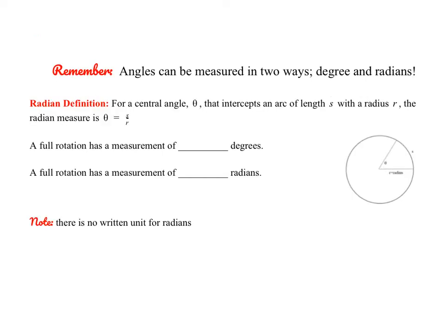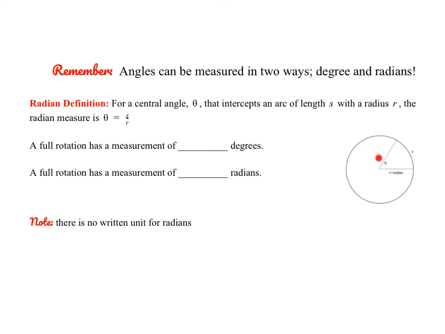So I want to remind you, in the last lesson, we briefly talked about the fact that angles can be measured with two different units. So degrees and radians. So we learned degrees in the last unit, but today we're going to talk about radians, which is actually probably what we're going to use even more, especially when you move on to pre-calculus. So here's the definition of what a radian is, or how it's derived.